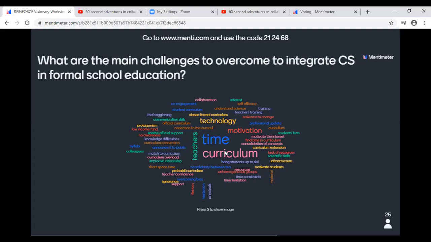And of course, whenever there is something new to be integrated, a new idea, a new approach to formal education, there are obviously some big challenges for educators to overcome. And if I had to bet money, the time and curriculum would be the main problems, I would have done it.